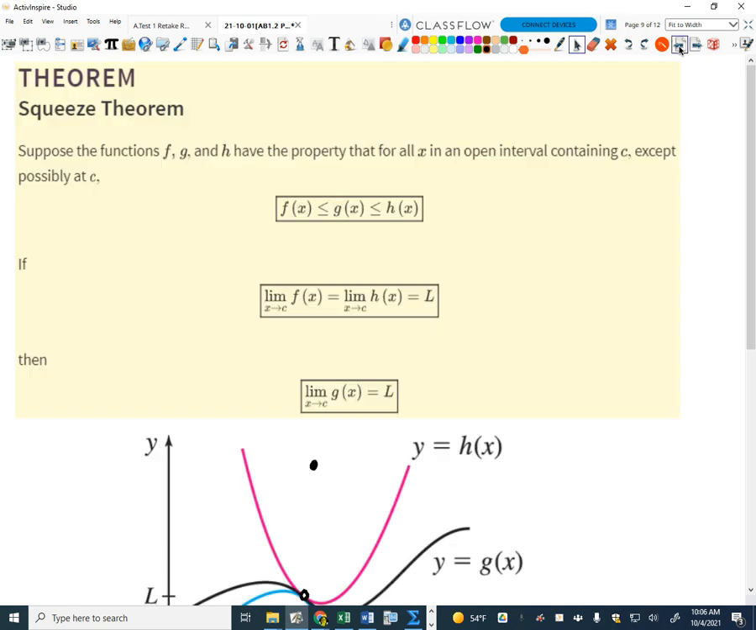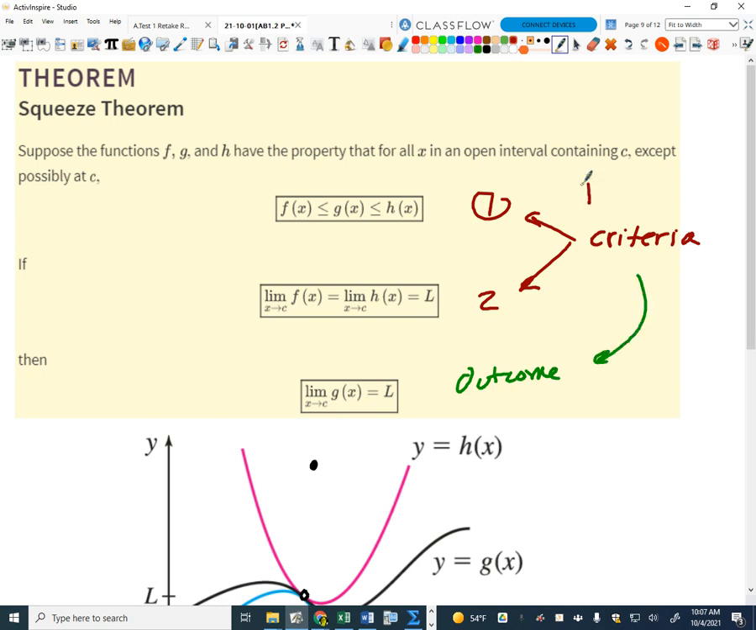Let's go back to that page for just a second. So here's the squeeze theorem, right? If these two conditions are met, then this is the outcome. But this is a big if, right? You have to be able to check both those boxes. If you meet the criteria, then we can guarantee the outcome. This is another one of those existence theorems, right? You meet the criteria, then something exists. And in this case, we know what it is.